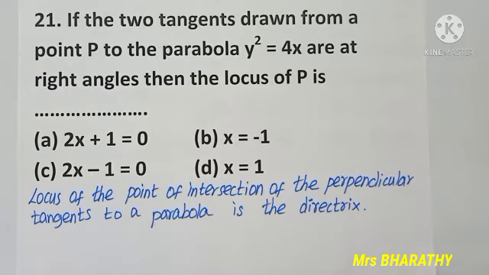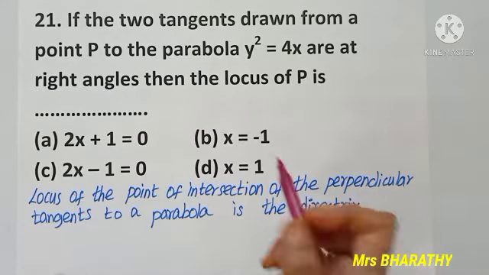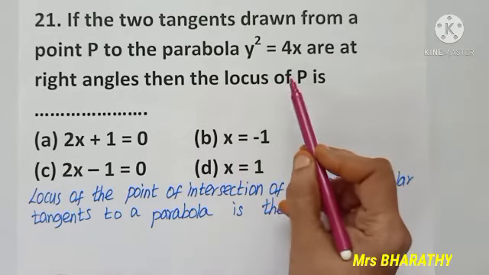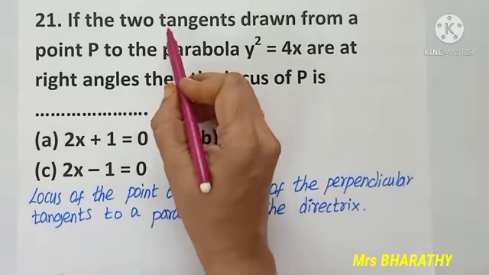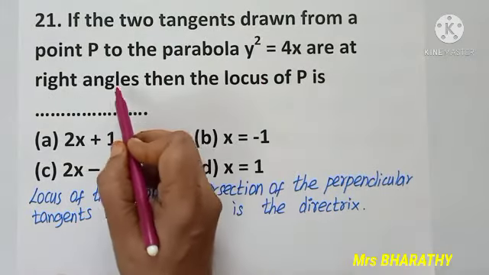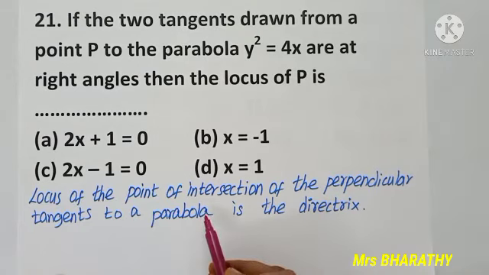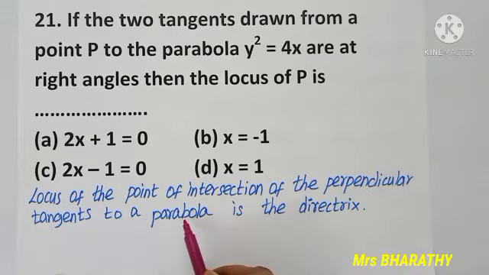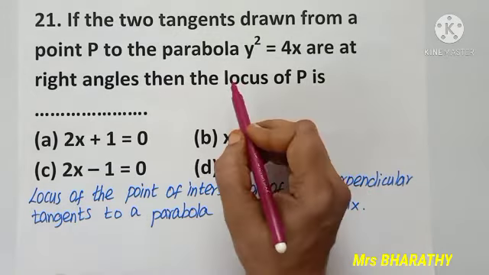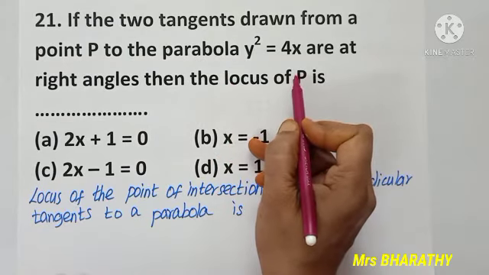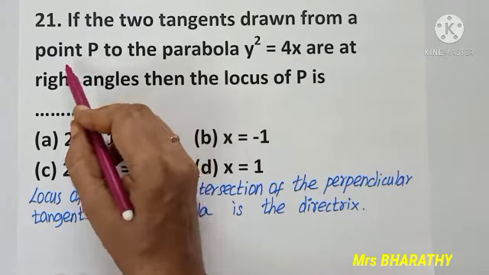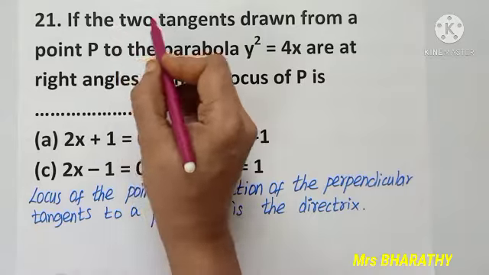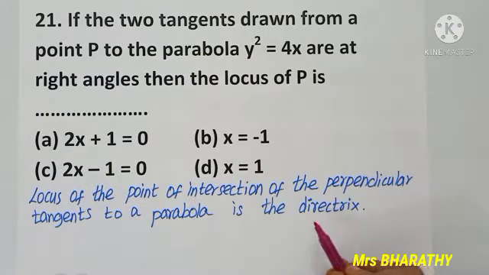Question number 21. If the two tangents drawn from a point P to the parabola y square equal to 4x are at right angles, then the locus of P. The question says about tangents, right angles. We recall the condition, locus of the point of intersection of the perpendicular tangents to a parabola is the directrix. So my question is locus of P. What is P? The point of intersection of the tangents. The tangents are at right angles. So all these three conditions lead us to find the directrix.